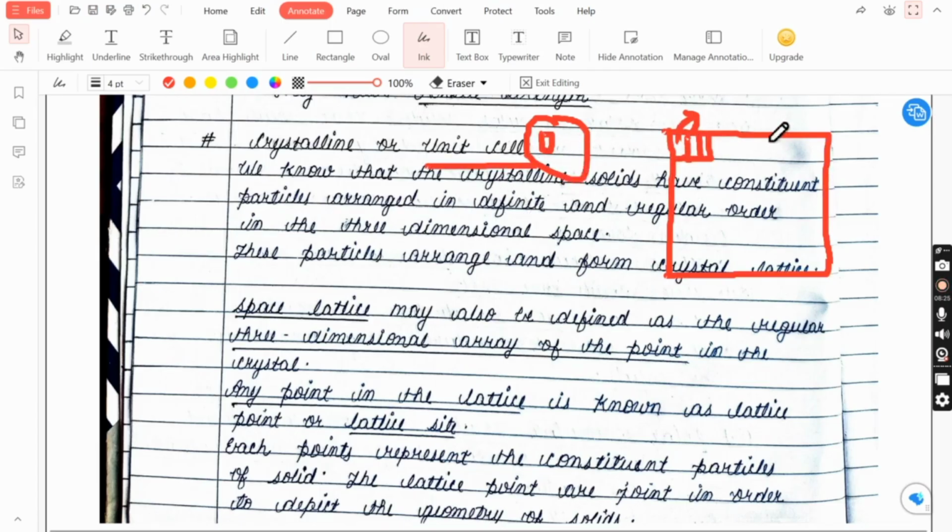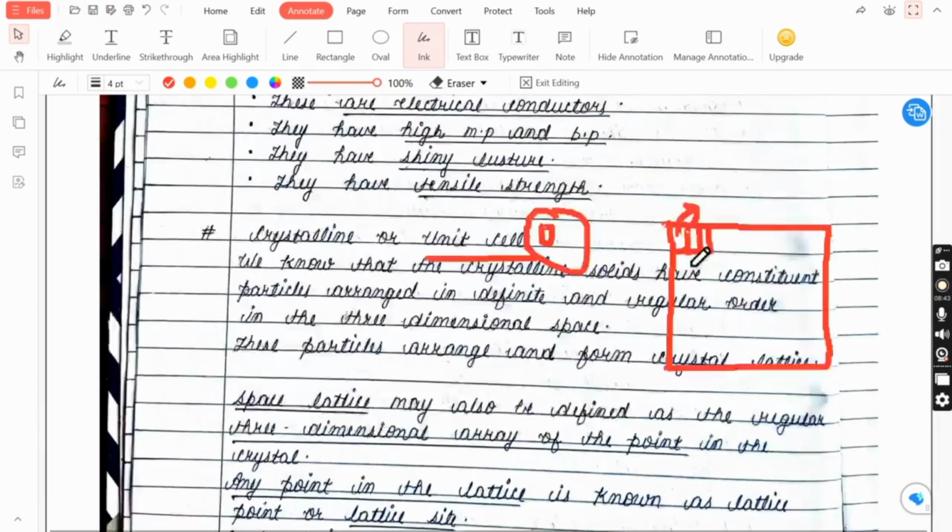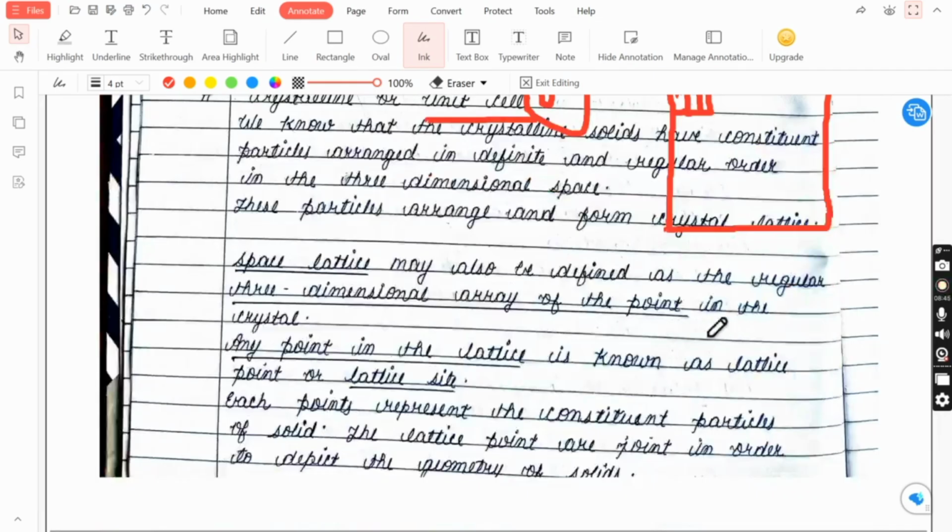Okay, and the whole thing is called a space lattice. If you draw this in 3D, it will be called a space lattice. And any point will be called a lattice site or lattice point. Just keep it in mind. These are not asked particularly in the exam, but you should know it.